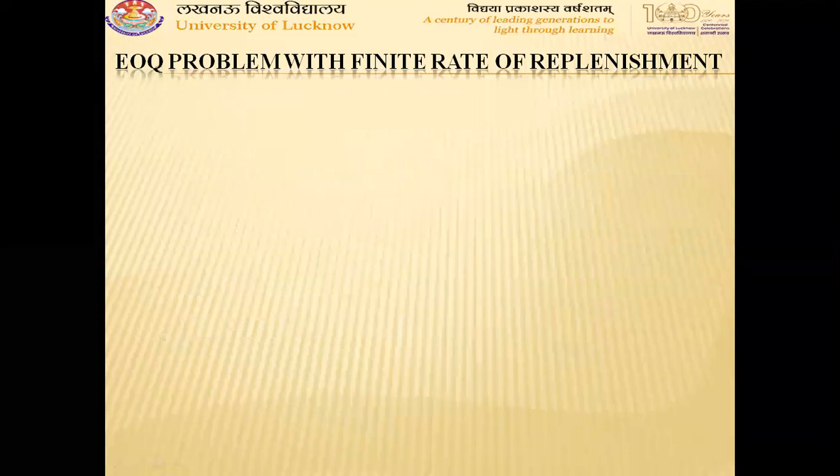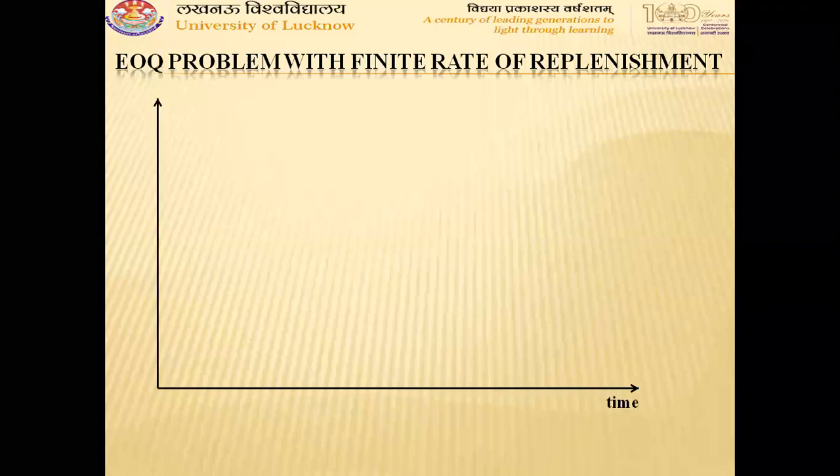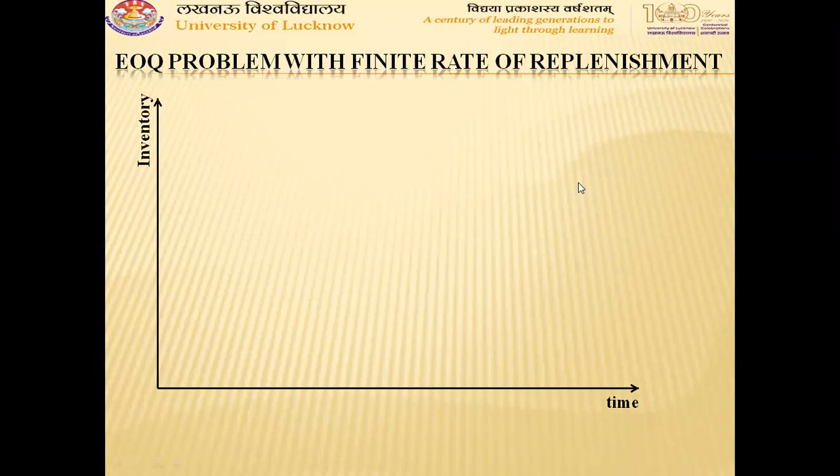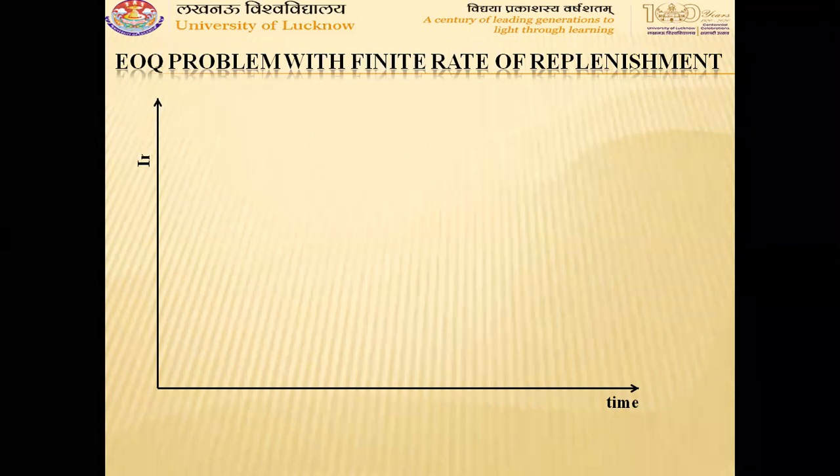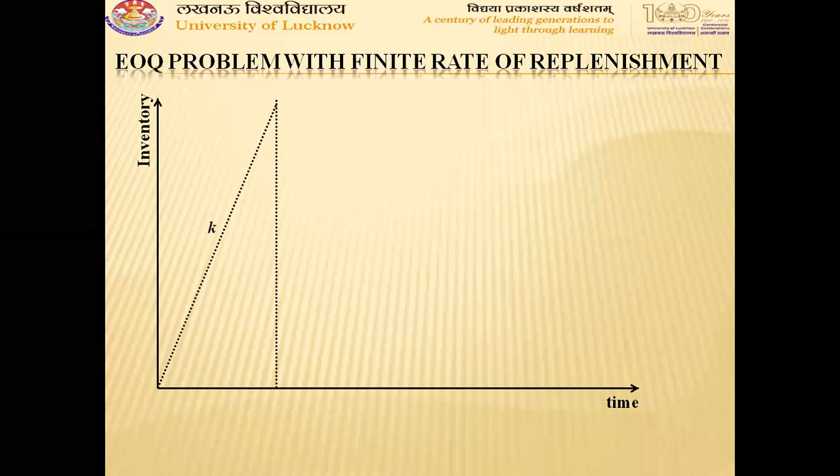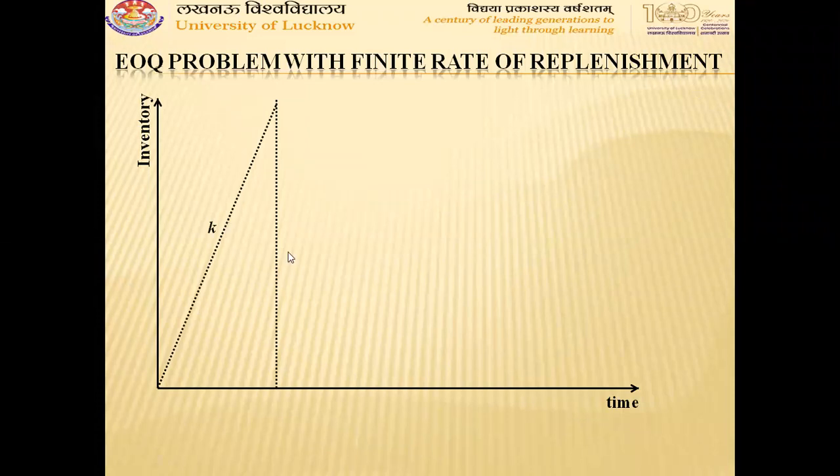This can be explained with the help of the following graph. We have two axes, the horizontal axis for time and the vertical axis for inventory. Now Q units are ordered which start to be produced with finite rate K. So this distance, that is from the axis to the top, will be Q units.